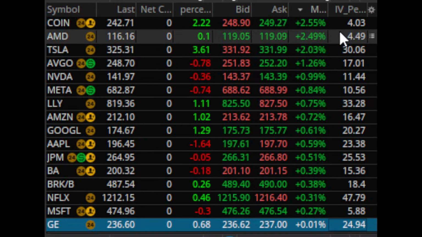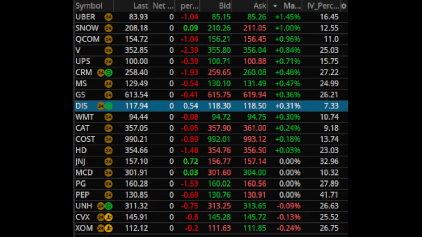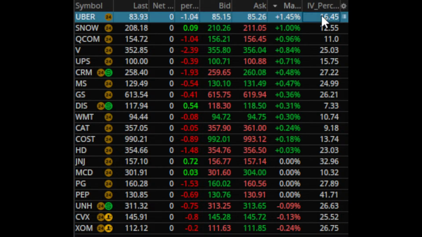All right, if we're going to look at the top sectors here, let's just look at them real quickly. Uber leading the pack 1.45. Snowflake, Qualcomm, all up. Okay, the laggard is really just Chevron and Exxon down here.